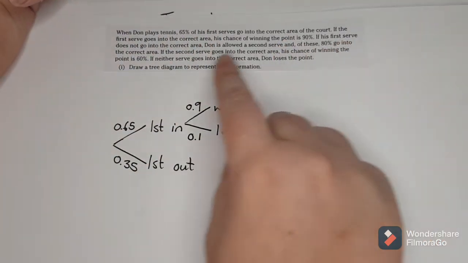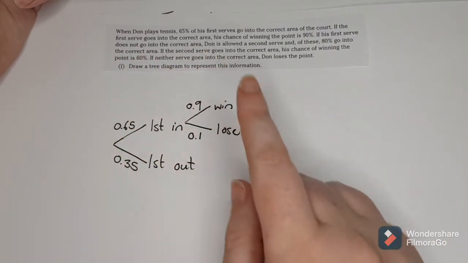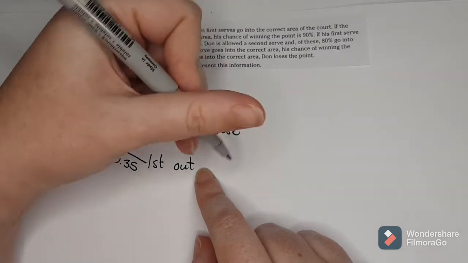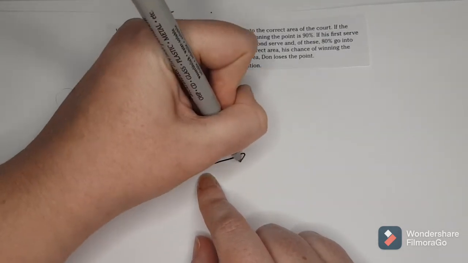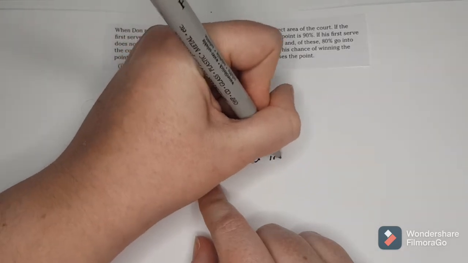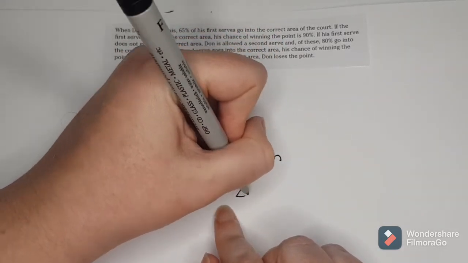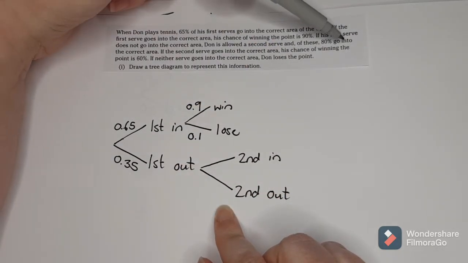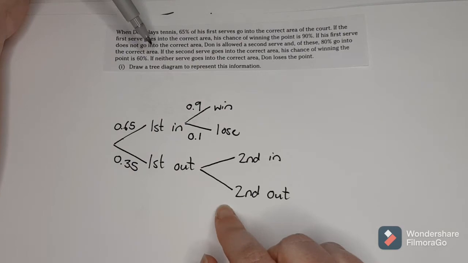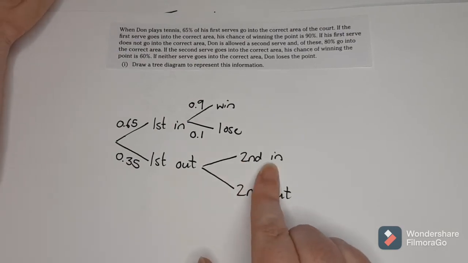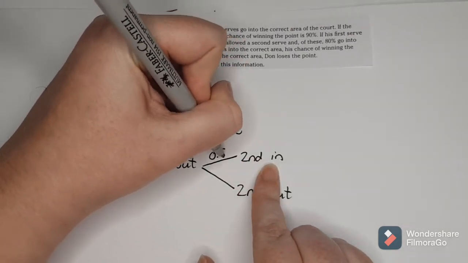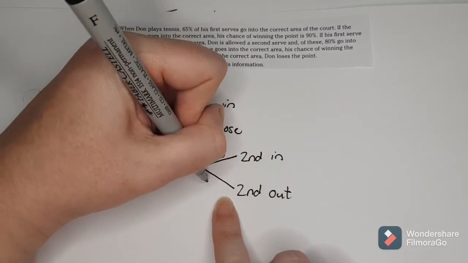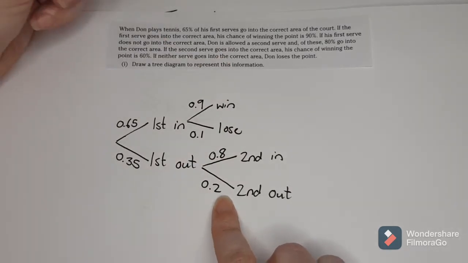Then it says, if his first serve does not go in, then he gets a second serve. So if he gets a second serve, it's going to either go in the second one, or it's going to go out. And it says 80% go into the correct area. So on a second serve, when it goes in, that's going to be 0.8. And because this is 0.8, this branch must be 0.2.